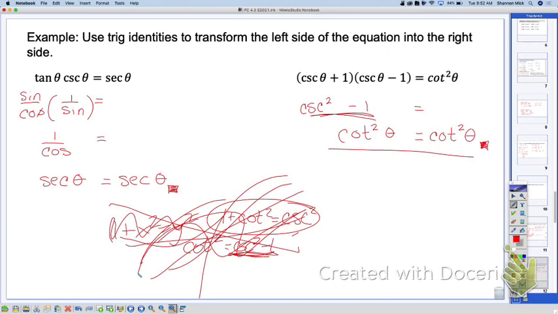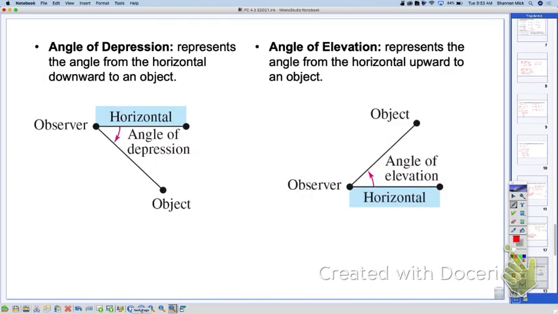I think that is the last example I have. Yes, because that is tomorrow: angle of depression.